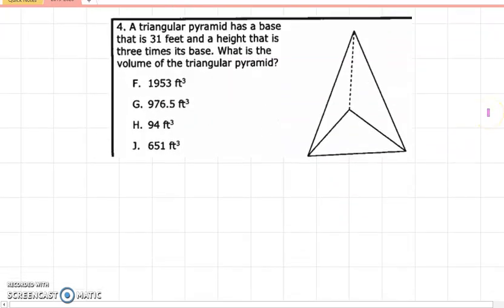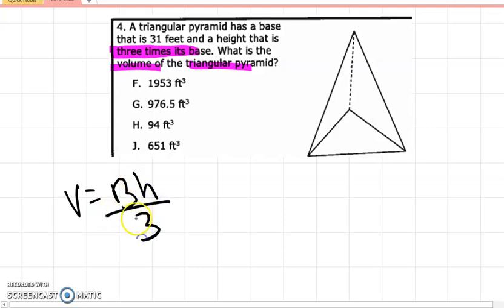Number 4, a pyramid has a base that is 31 feet and a height that is 3 times its base. What is the volume of the triangular pyramid? Okay, so we're looking for volume. So I'll put the equation first. The equation is volume equals capital B times H divided by 3.